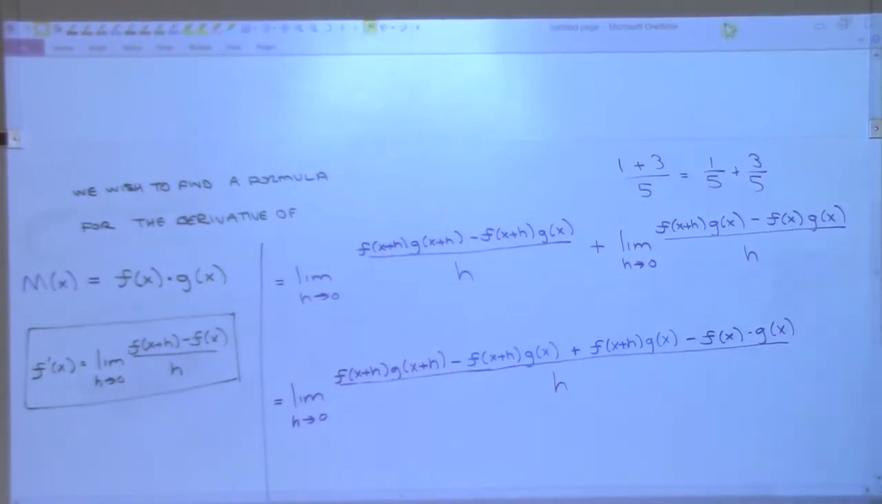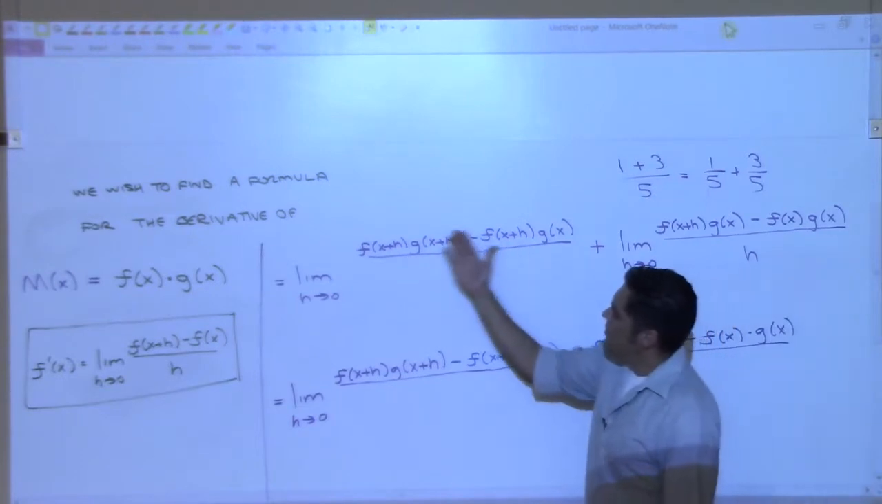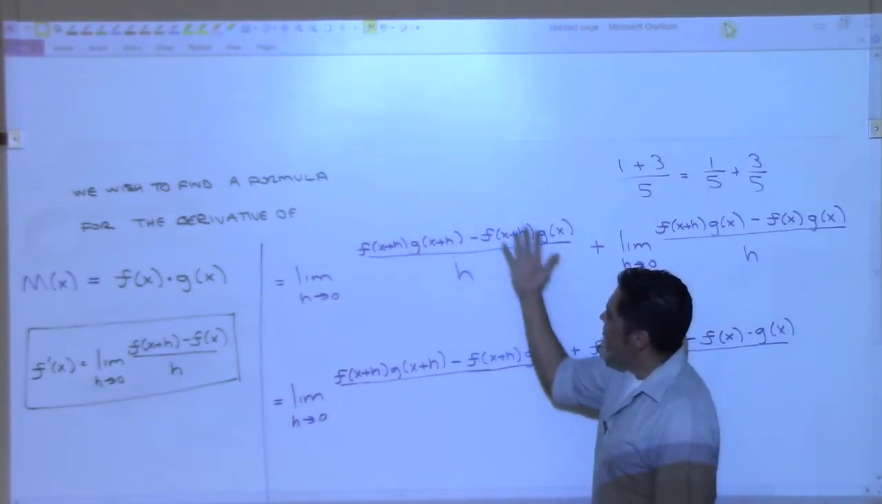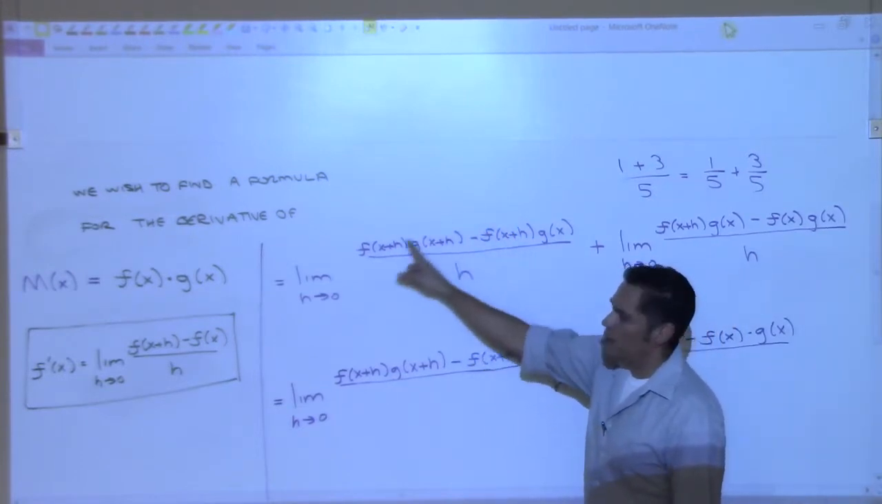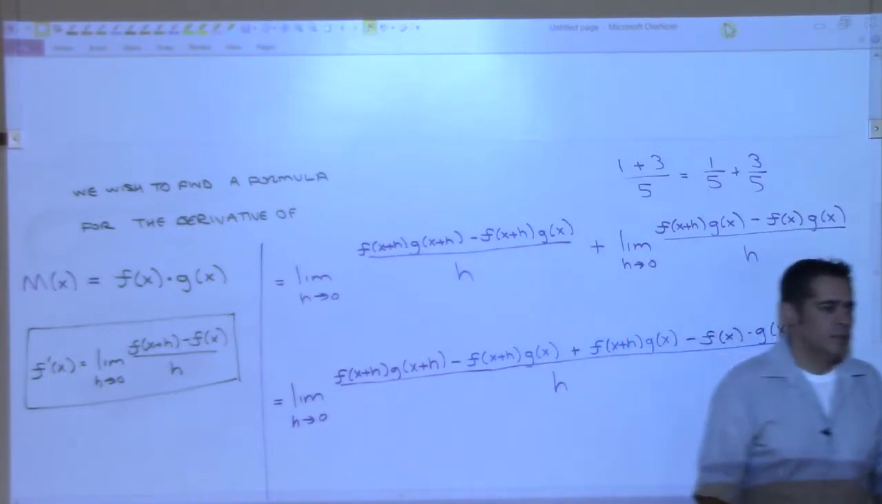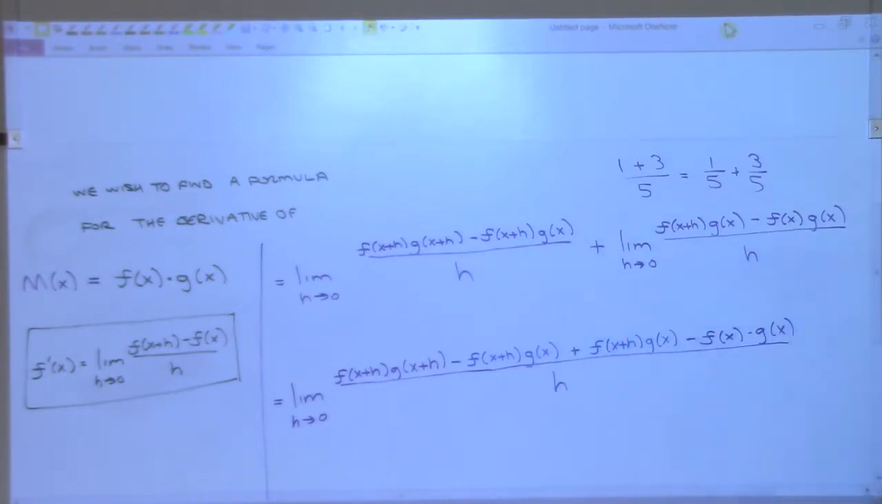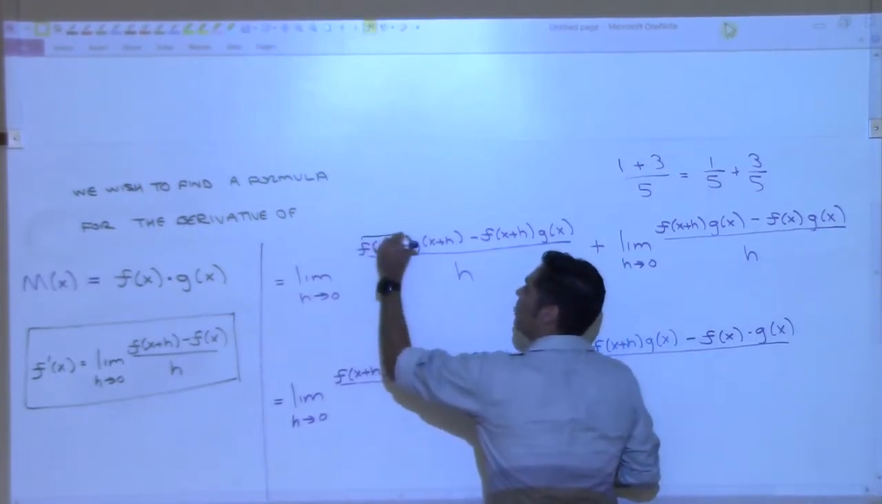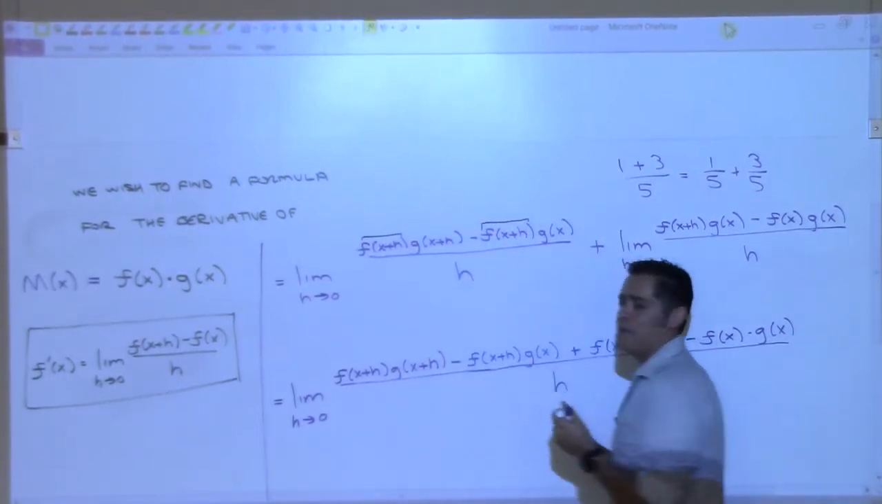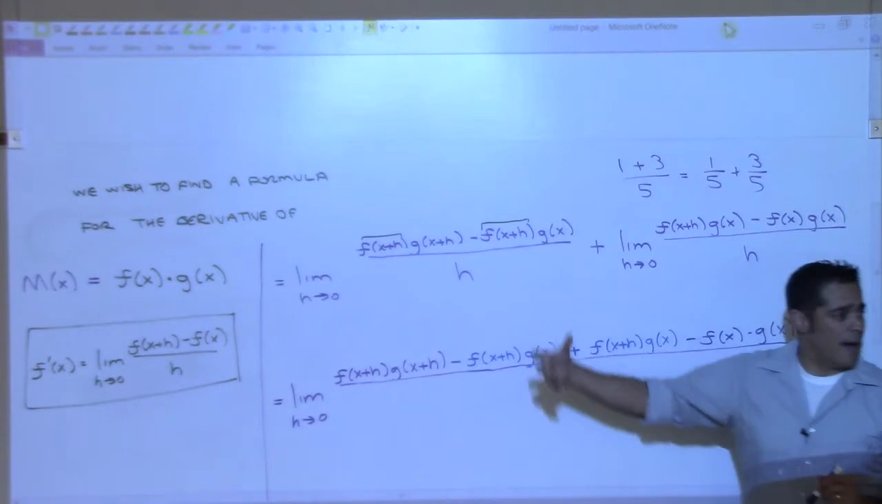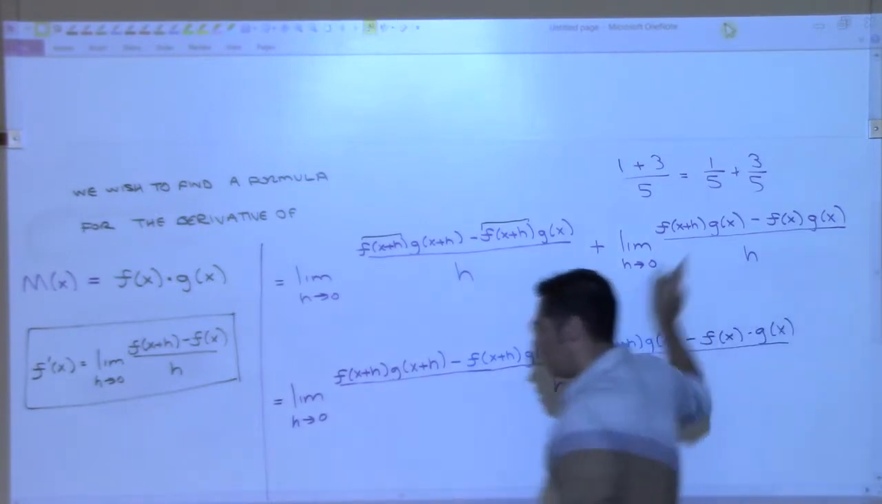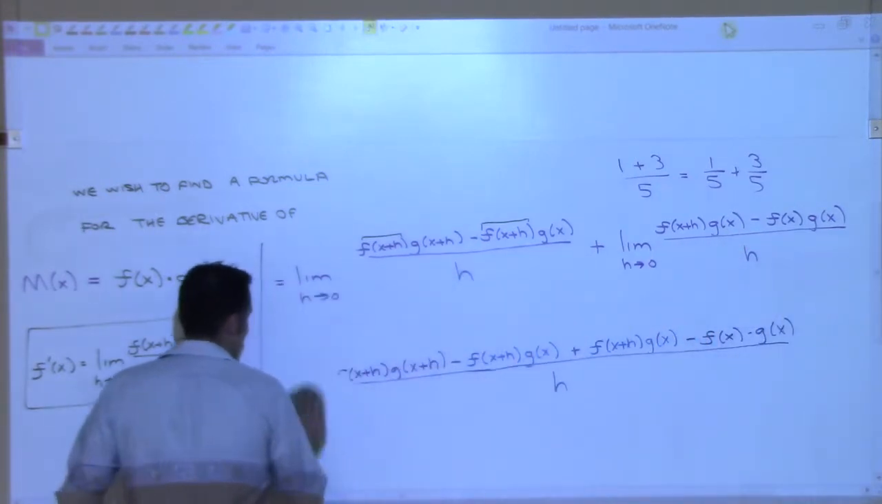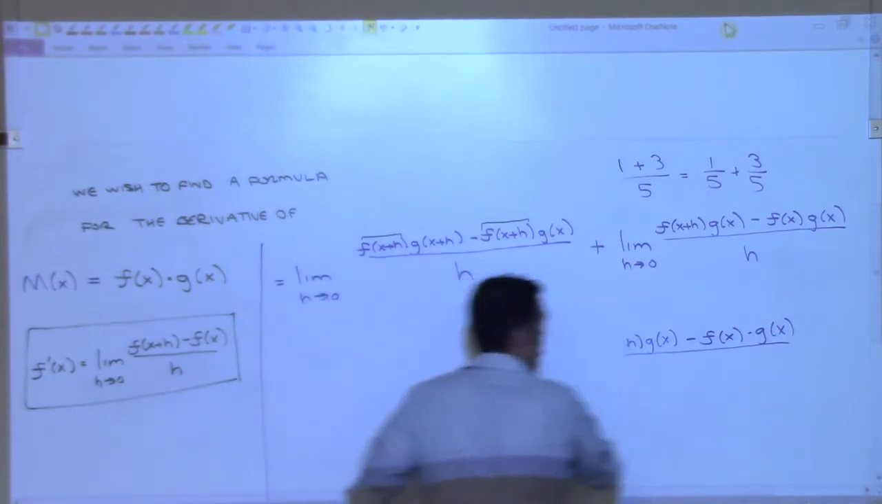Okay. On this expression right here, notice in the numerator we have a common factor. What is in common on the top? What do they both have, both terms? f of x plus h. Do y'all see that? We've got f of x plus h here and f of x plus h here. If that appears in both, can't I factor it out? Okay, I'm going to do that. How about the other one? What do they have in common? A g of x, don't they?